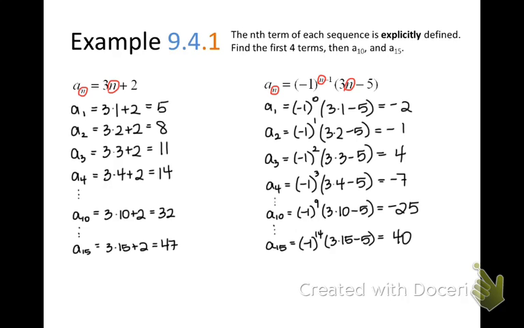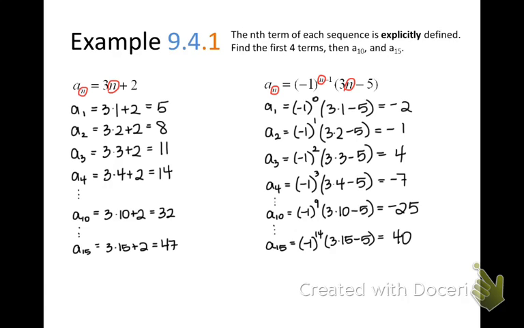No? Okay, so before I move on to the next slide, I just want to point out, this is explicit because all I need to know is how many terms into the sequence I am, and I can just plug in, like if I want to know what the 10th term is, then I can just plug in 10 somewhere in my formula and get it, right? That's explicit. That means that I can jump to any term in the sequence and find it.